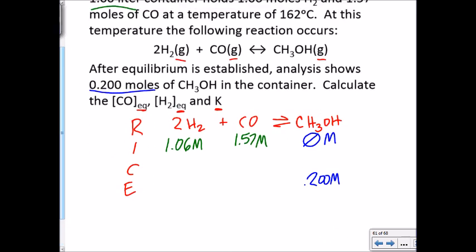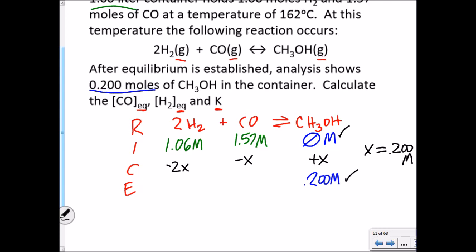So how much do we lose from the hydrogen? 2x goes away. 2 times x, because there's 2 hydrogens. We're going to lose 1x out of the carbon monoxide, and we're going to gain x over in the methanol, because that's a 2 to 1 to 1 relationship. Can I figure out what x is? If I start at 0 here and I end up at 0.2, x has to be what? Okay. Can I figure the other equilibrium concentrations?